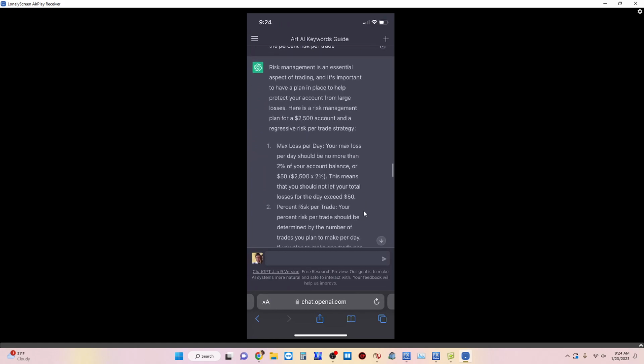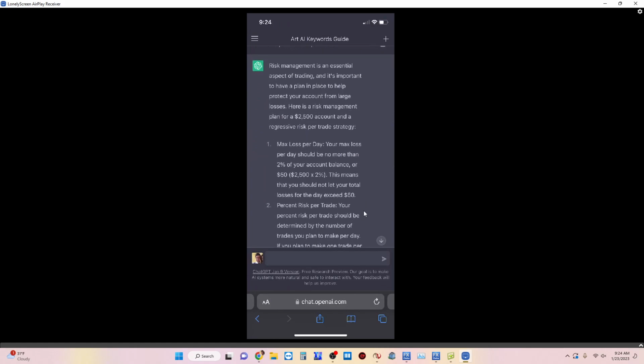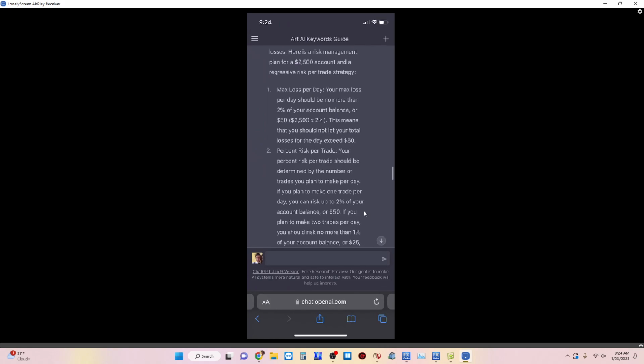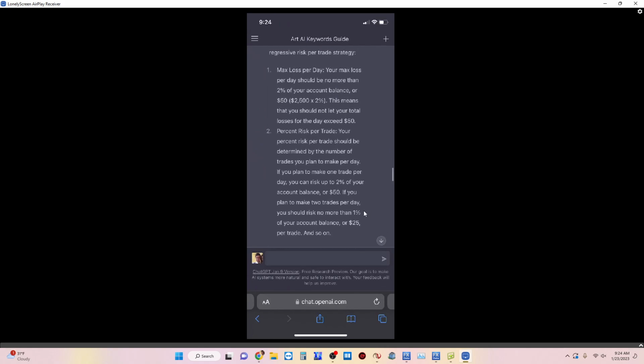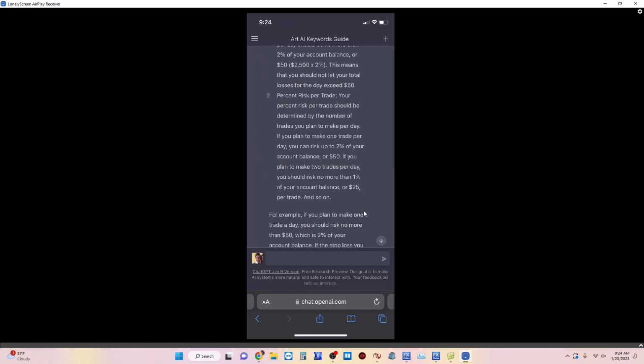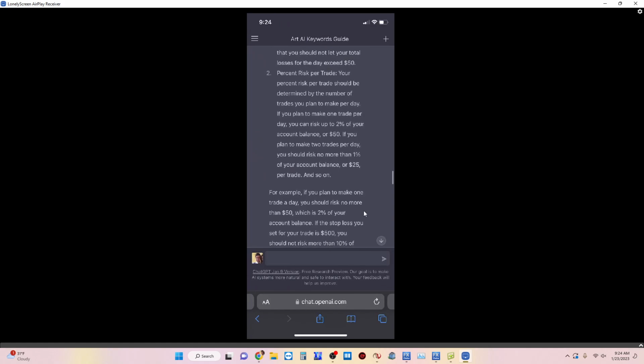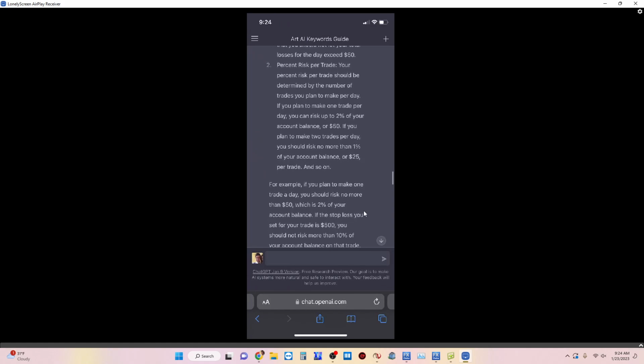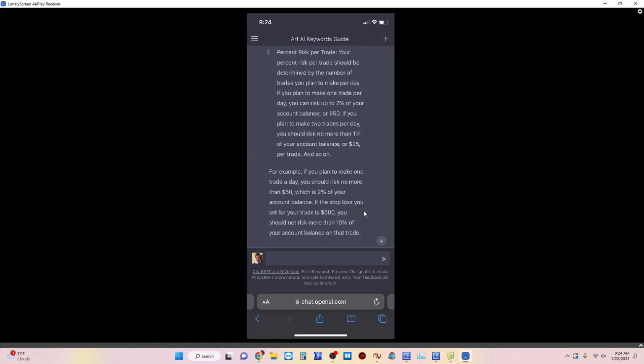So it says that risk management is an essential aspect of trading. It's important to have a plan in place to help protect your account from large losses. Here's a risk management plan for a $2,500 account, regressive risk per trade strategy. Max loss per day: your max loss per day should be no more than 2% of your total account balance. So it's saying $50 is my total max of what I could lose. This means that you should not let your total losses for the day exceed $50. So I think the way it's set up for me right now, it's $80 if I lose one trade.